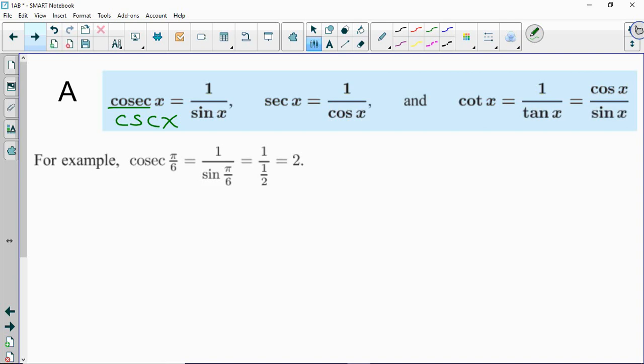Then we have secant, which is the reciprocal of cosine, and we have cotangent, which is the reciprocal of tangent. Therefore, it's equal to cosine divided by sine. Okay, and we should be able to evaluate reciprocal trig functions just like normal trig functions. So as an example here, if we want to know what cosecant of pi over 6 is, that just means it's 1 over sine of pi over 6, and I know that sine of pi over 6 is 1/2, so it's 1 divided by 1/2, or 2.